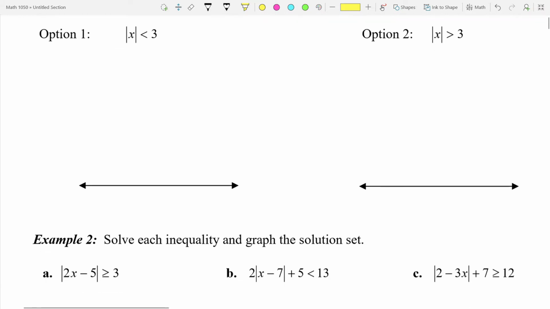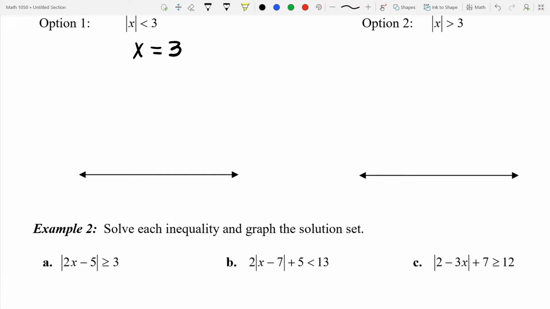Okay, so look right here. One option is that you have a less than. Okay? So what I want you to do is write down x equals 3. So get your absolute value alone and then turn it into an equal sign. Okay?